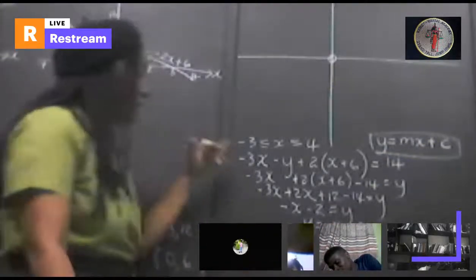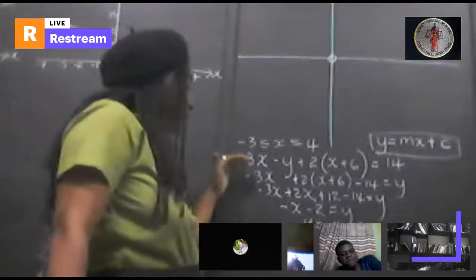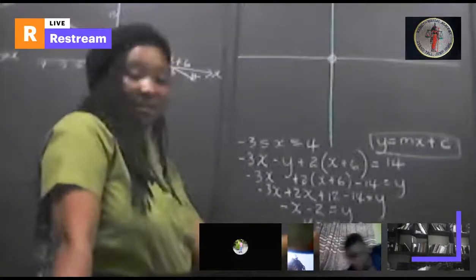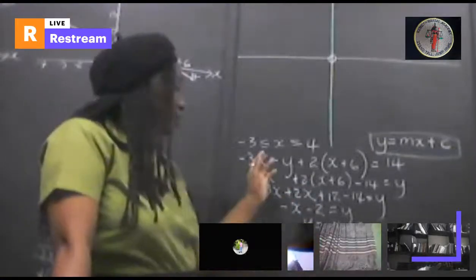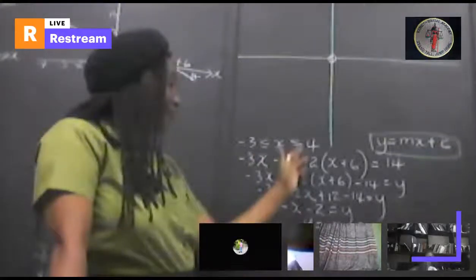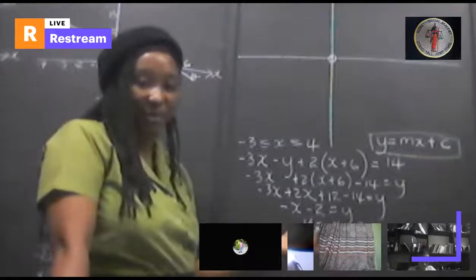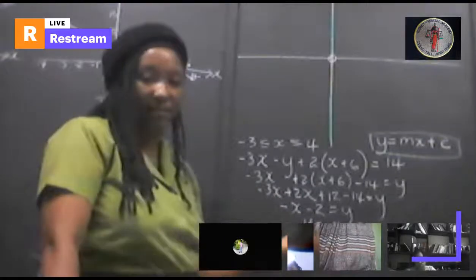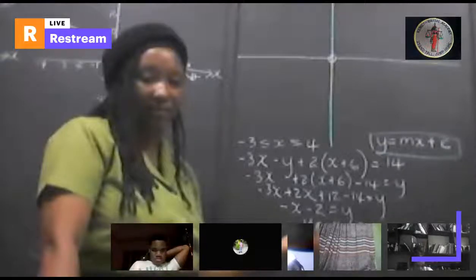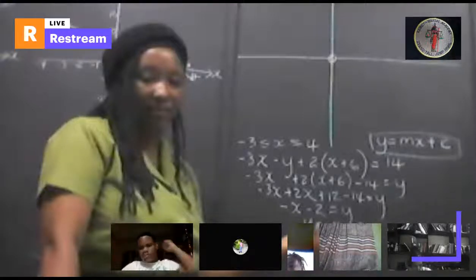So this equation, which looks so complex, we have simplified it to this. All we did was expand the brackets and group the like terms. So now, this is what we're working with.